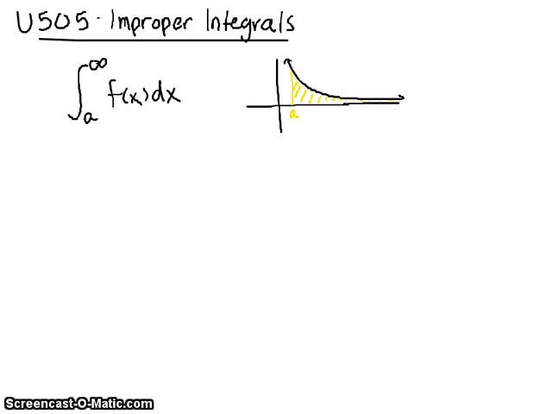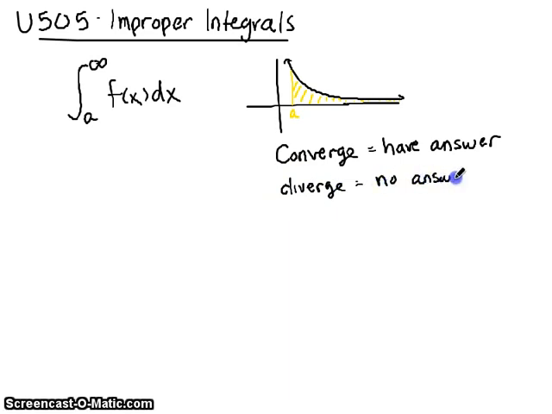We're going to say that an improper integral will converge if we have an answer. So if we find our integral and we come up with a numeric answer, we're going to say that it converges to that answer. Or we're going to say it's going to diverge if we don't get an answer. And part of what we're going to consider no answer would be infinity.